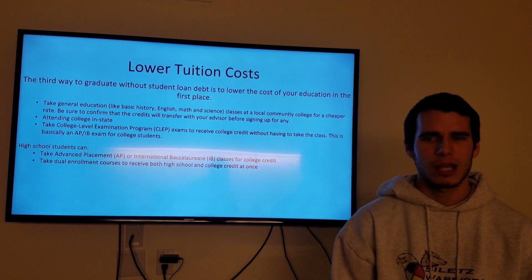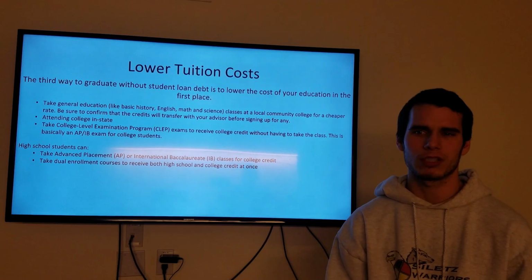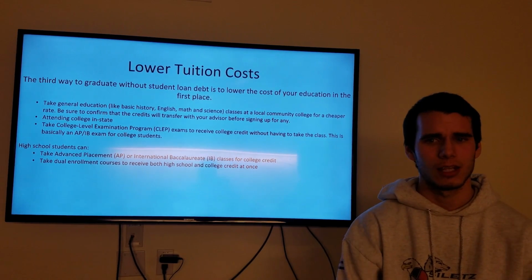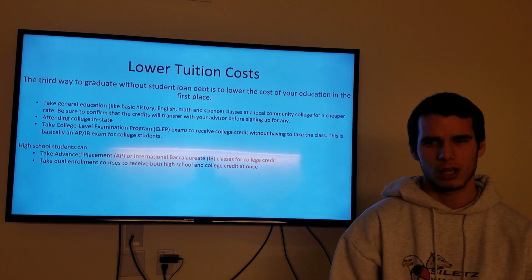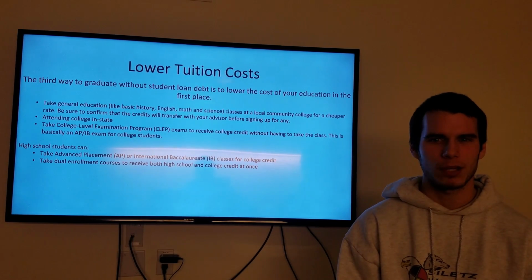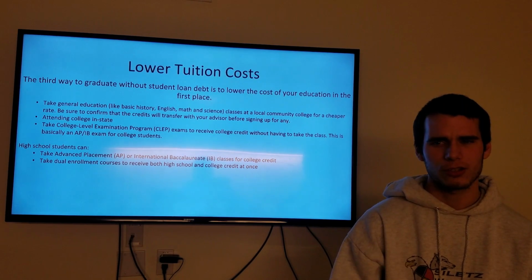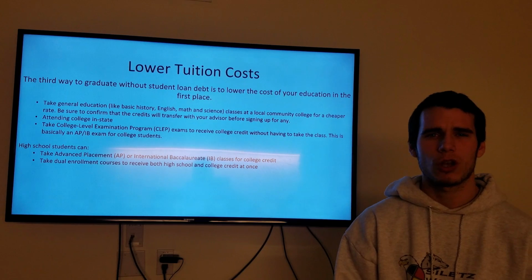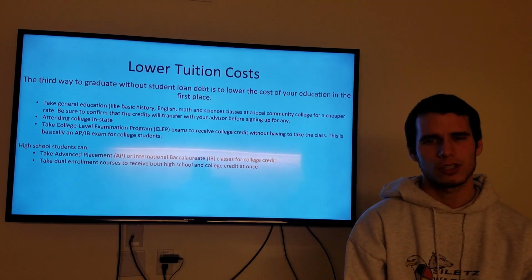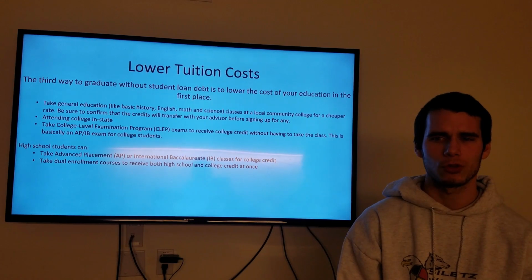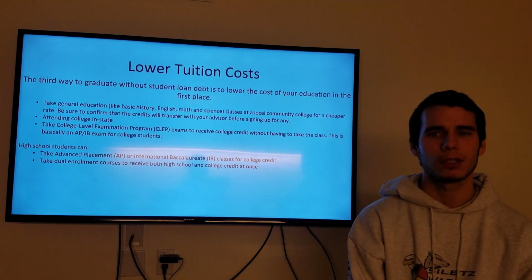You can take College Level Examination Programs, the CLEP. Basically, what it is, exams where you can receive college credit without even having to take the class. You can test out of it. High school students, if they're still looking at college ahead of time, can take Advanced Placement classes or an IB, which is an International Baccalaureate. It basically gives you college credit while you're in high school. And there's also a thing you can do. You can take a dual enrollment class, which basically helps you graduate with your high school degree as well as your associate's degree. Next slide, please.